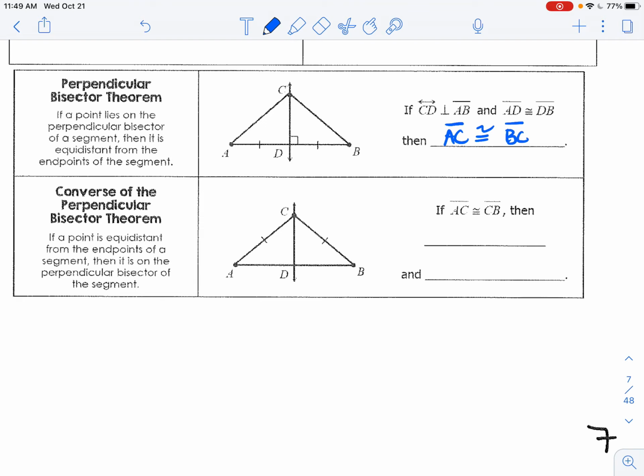The converse of the perpendicular bisector theorem states that if a point is equidistant from the endpoints of a segment, then it is on the perpendicular bisector of the segment. So the converse, remember, a converse is where we just switch these two statements. So we're starting with the conclusion. If AC is congruent to CB, then CD is perpendicular to AB and AD is congruent to BD.